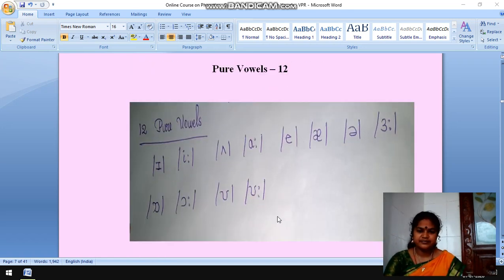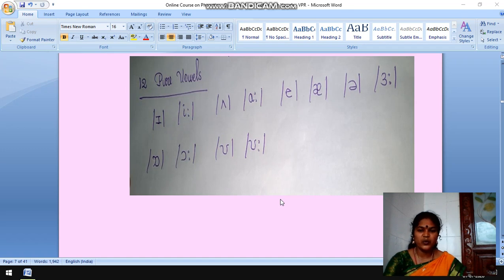I have written them as if you are learning the Tamil alphabet, so that it will be easy for you to memorize. Look at the pure vowels, all these 12 phonemes. Again, I shall repeat, you also follow me. These are all the 12 pure vowels.